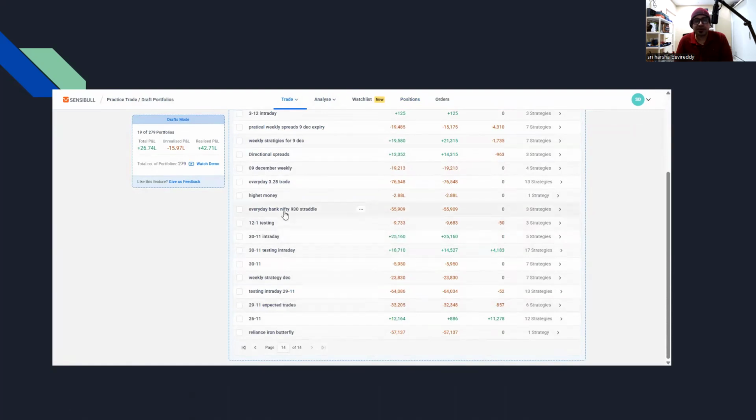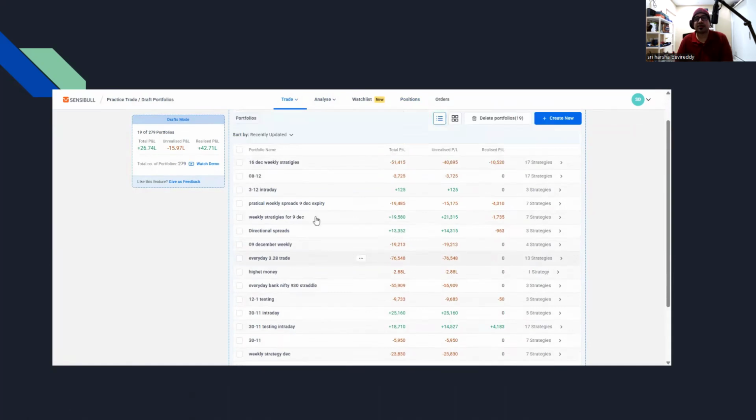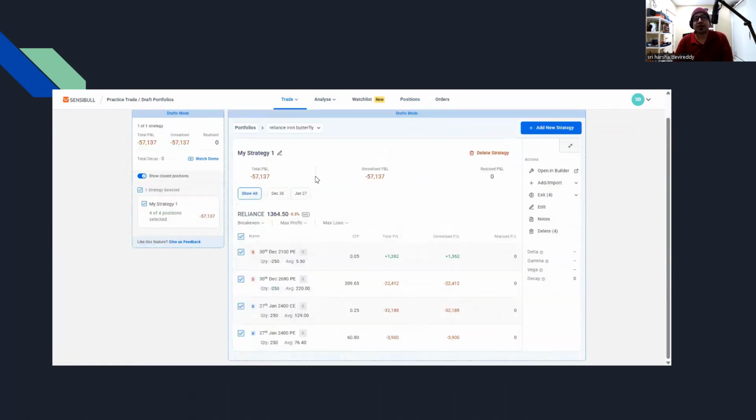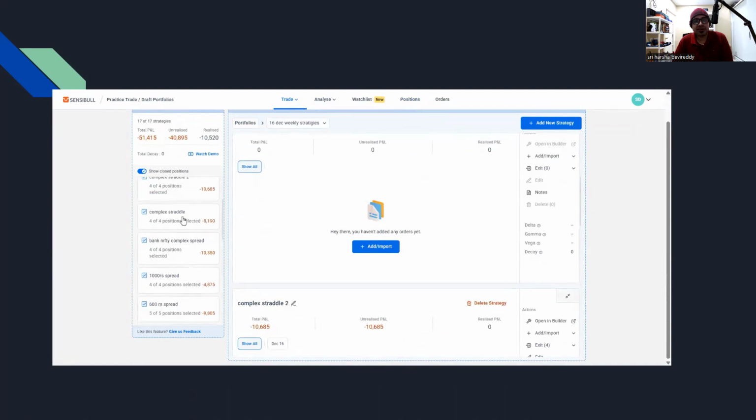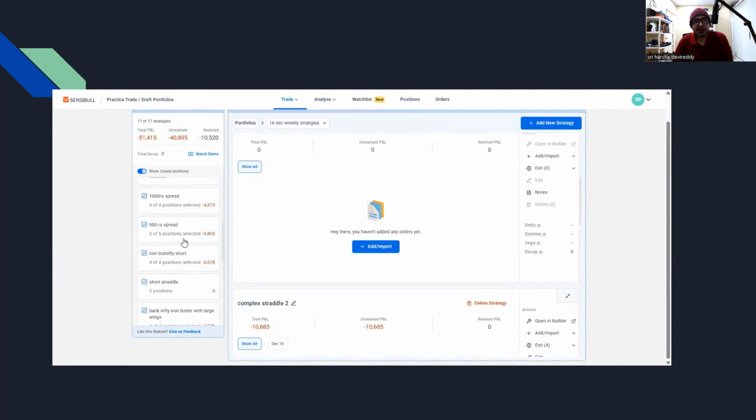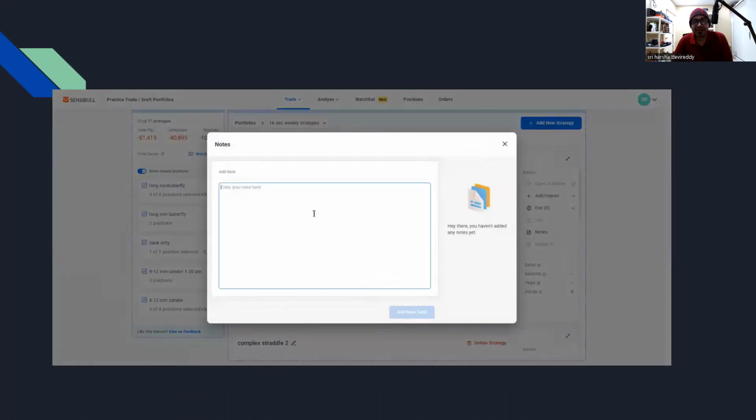Okay. And then you can see here, sometimes there are strategies within strategies. So click on that 16 December strategies. You can see that there are multiple positions here. Iron Condor, Straddle, Strangle, every butterfly, long butterfly with small wings. Some strategies I invented. Iron Condor was one that I used a lot. And then you can create notes also. For example, now they have added this.